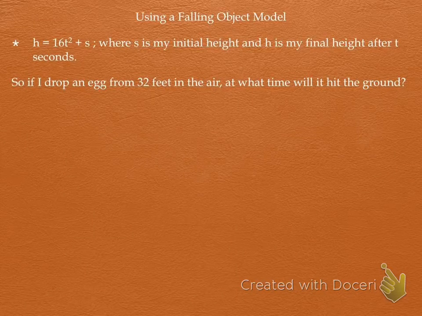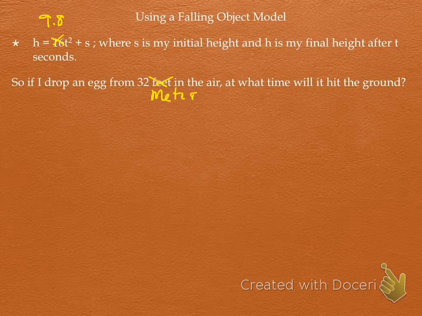Here we're going to change the 16 to 9.8 like you do in science class. That's the acceleration of gravity, 9.8 meters per second squared. We'll change this from 32 feet to 32 meters. And so I'm using the formula. S is my initial height, h is my final height, and t is my time. So if I drop an egg from 32 meters in the air, at what time will it hit the ground? So h, my final height, is going to be 0 because that's when it splats against the ground.